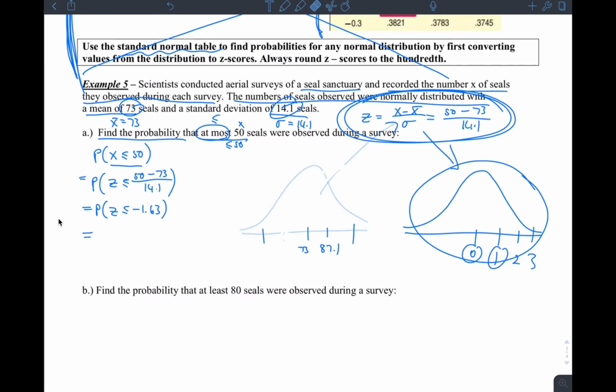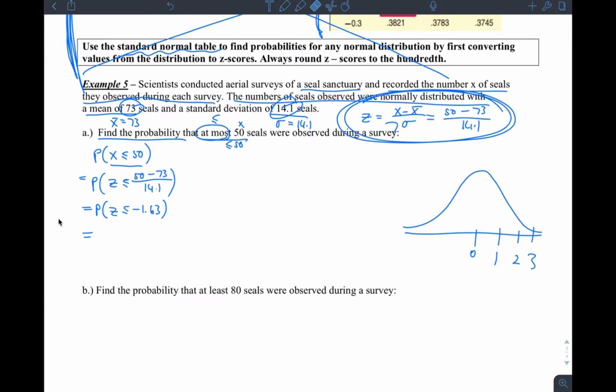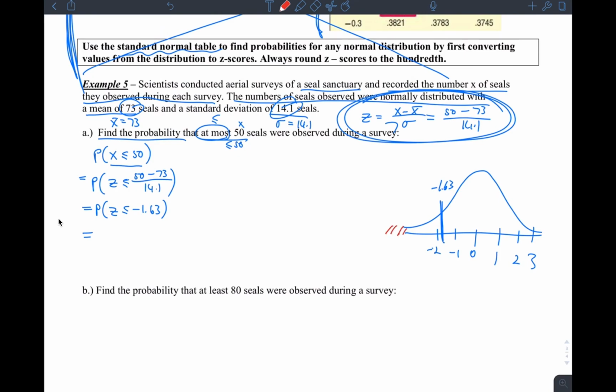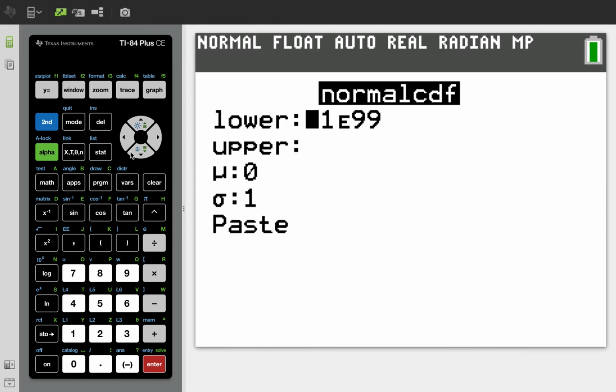So if I were to draw this picture like we did before, negative 1.63, here's negative 1, here's negative 2. Negative 1.63 would be here. And we're asking what's less than or equal to that. So it would be everything out here. Okay, we're asking what is the area there, which is equal to our probability. Okay, so the lower bound, what we teach students to do is to say lower bound, you can either leave it like this, which is a very small number, or we just say negative 10,000.